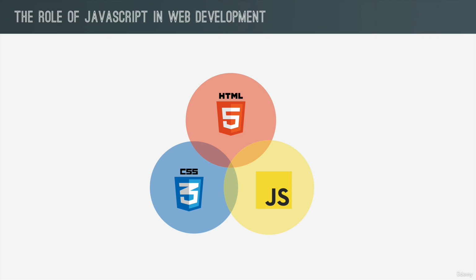Now, the HTML is responsible for the content of the page. So the text, the images, the buttons, and all the content that you see on a web page is always written in HTML. Then the CSS is responsible for the presentation of that content. So basically for styling and for laying out the elements on a web page.